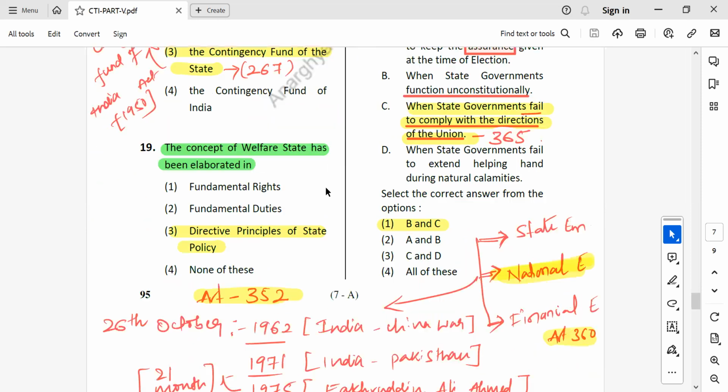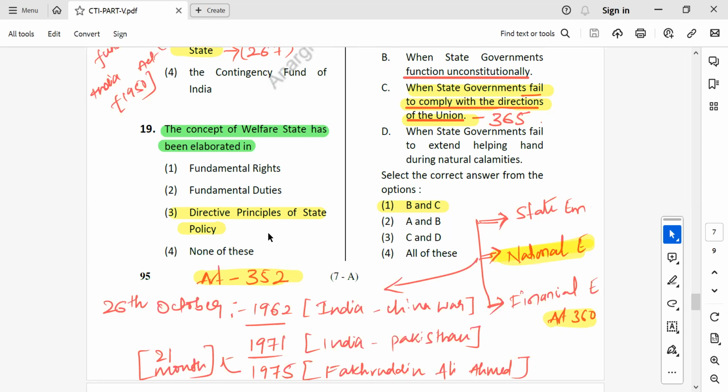So these two are very important. Then the concept of welfare state has been elaborated enough. Everyone knows this. It is called DPSPs. So I think this topic is very important. It takes a lot of time to discuss.